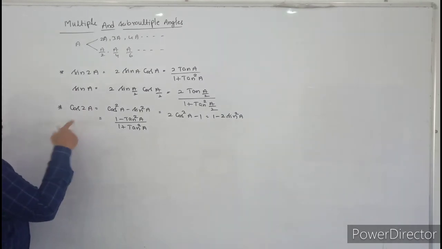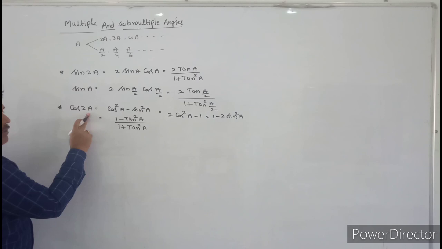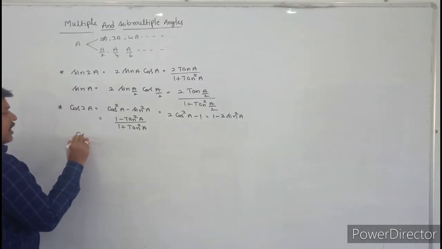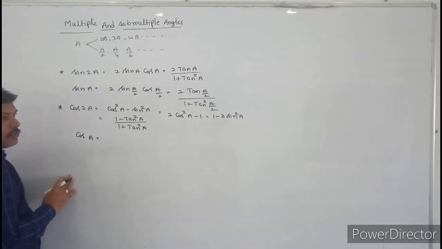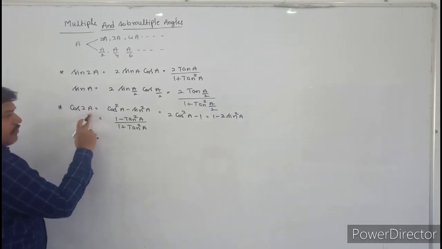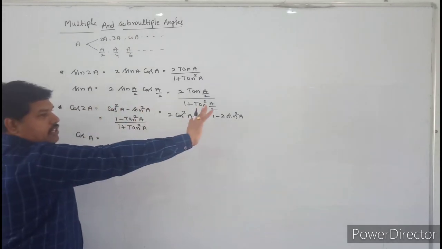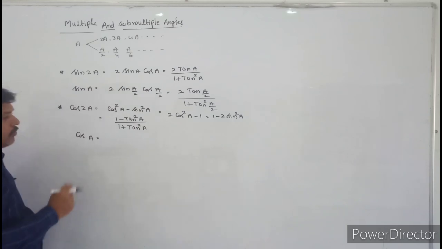And also for a submultiple angle, in the place of A, I will apply A by 2. What happens, students? So that is nothing but it will become cos A is equal to, in the place of A, I am writing A by 2. 2 into A by 2 will become A. So in the RHS, in the place of A, you will get A by 2. What happens?